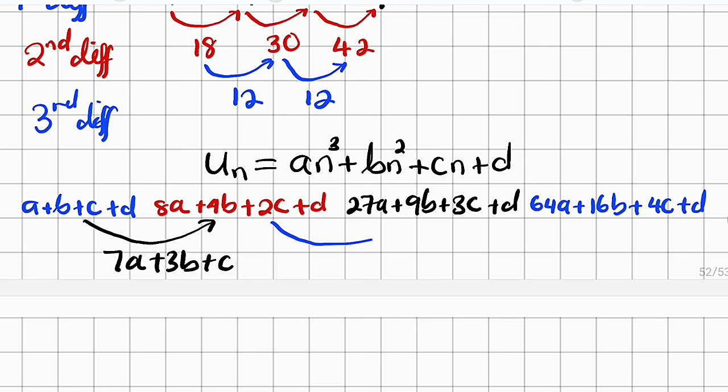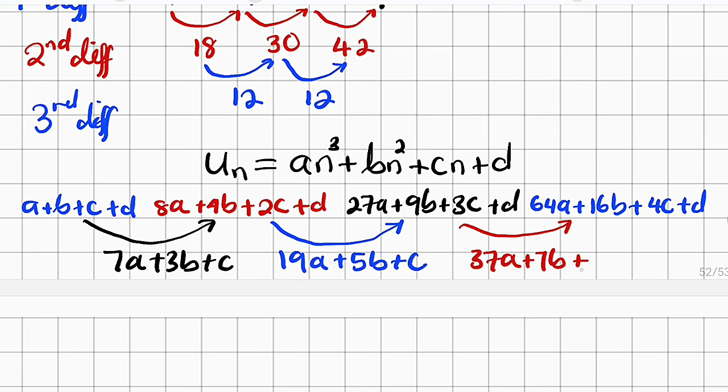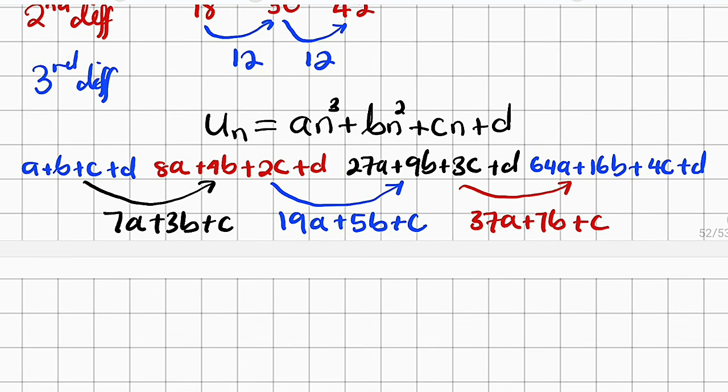Then we move to the next one. 27 minus 8 will give us 19, right? So 19a. Then 9 minus 4 will give us 5b. 3c minus 2c will give us c. D minus d is 0. Then we move to the last one. 64 minus 27 is 37, right? 37a. 16b minus 9b is 7b. 4c minus 3c is c. D minus d is 0. This is our first difference.